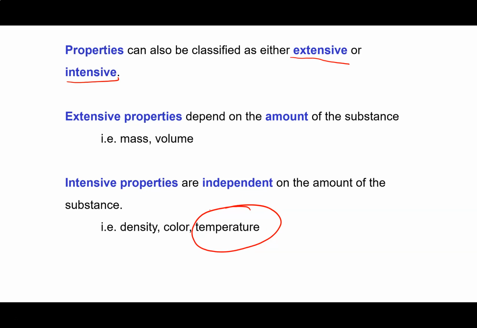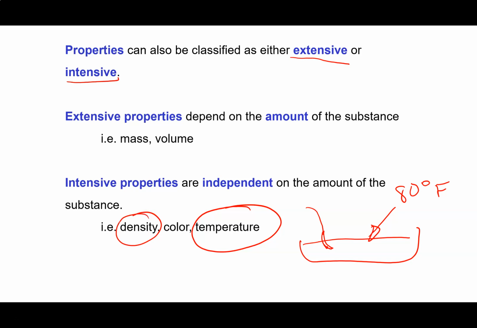If I have a bathtub full of water and it's at, say, a nice comfortable 80 degrees Fahrenheit, if I take a spoonful of that water, that's a pretty big spoon, then the water that would be in that spoon would also be at 80 degrees Fahrenheit. So it doesn't at all depend on the amount of the substance. Other examples of intensive property would be things like density. Water has a density of 1 gram per 1 milliliter, and it doesn't matter the size of the sample, it will always have that density.